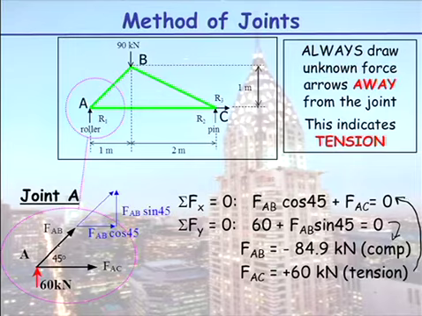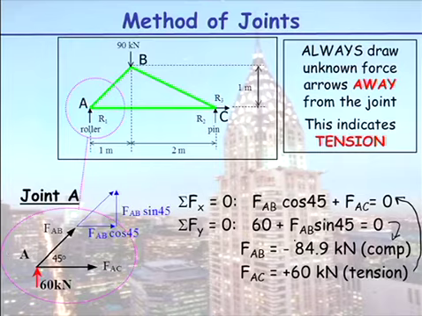Now remember, always draw your arrows away. I drew this force towards. Is this force of 60 here a tension or a compression force? It's actually neither. It's a reaction. So the reaction, please draw the reaction in the direction it actually acts in. People draw it away and call it negative. No, it's not an internal member force. Draw it where it is, okay? And then draw your other forces away.